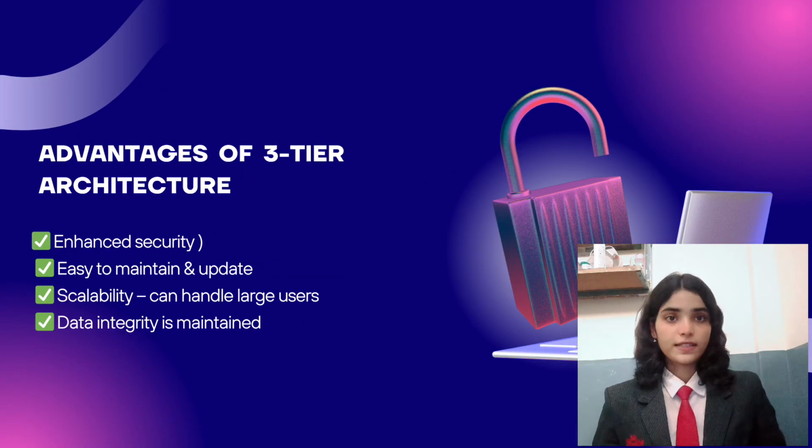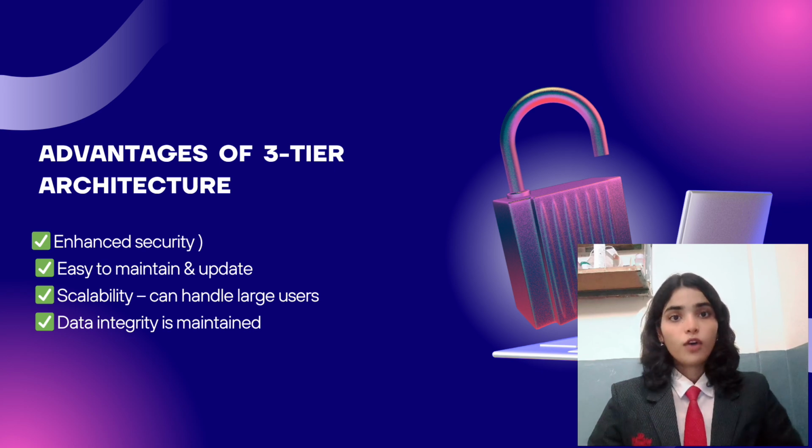Moving further to the sixth slide, which explains the advantages. Now, why do we prefer this three-tier architecture? There are several benefits. First, it provides enhanced security because each layer is independent and can be secured separately. Second, it is easy to maintain and update. If you need to change something, you can modify just one layer without disturbing the others. Third, it is scalable, which means it can handle thousands or even millions of users at the same time. And lastly, it ensures data integrity as the flow of the data is properly organized.